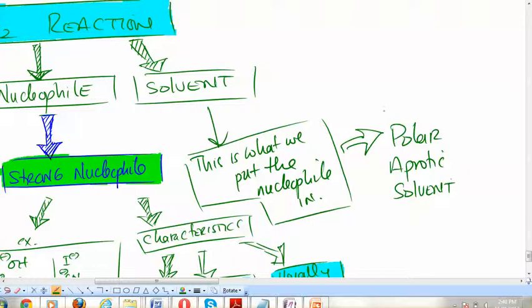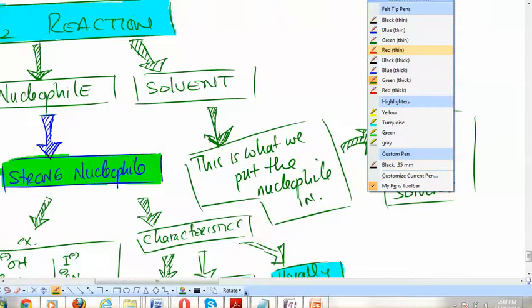I'm sure you've probably heard of this in class. Do you know what a polar aprotic solvent is? I've heard of it, and I really do know what it is, but I don't remember right now. It's okay.